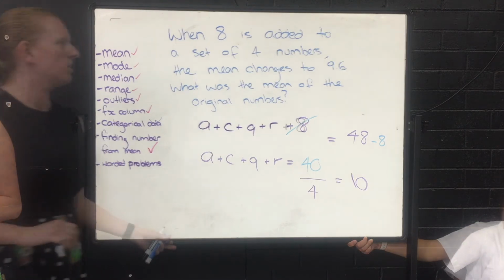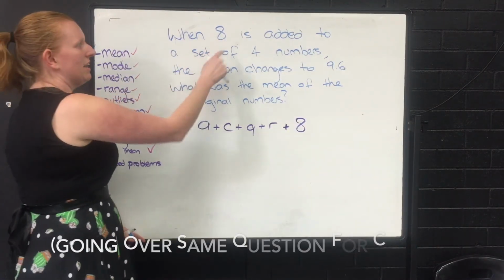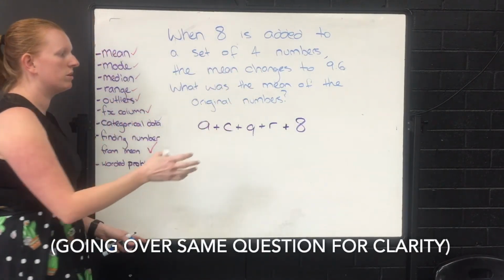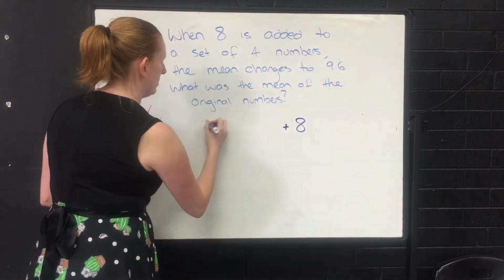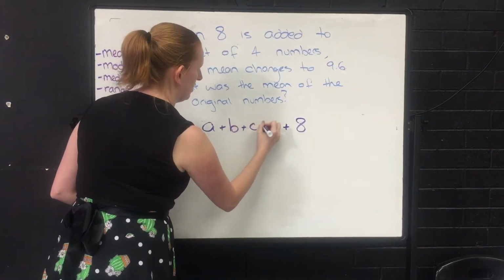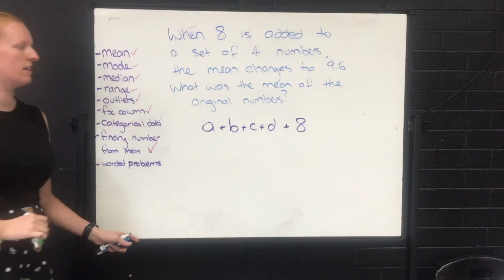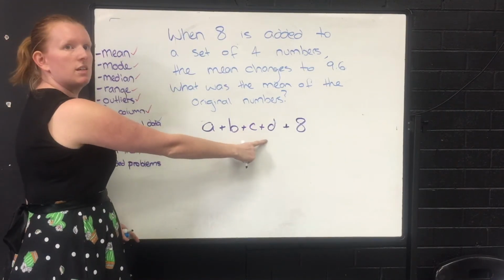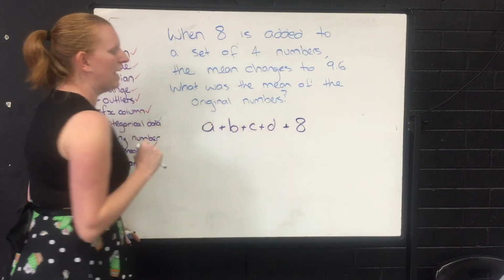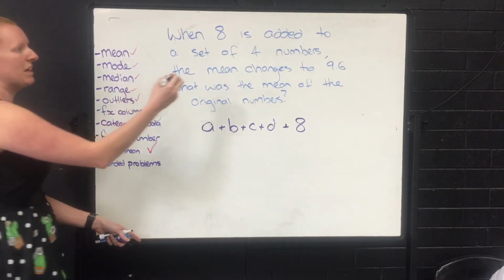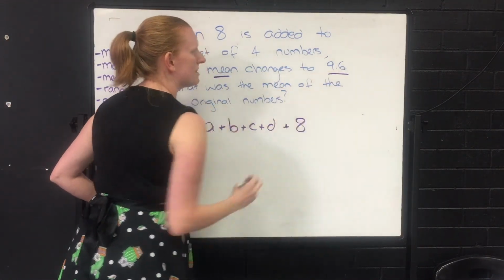Any questions? So when the number 8 is added to a set of 4 numbers, so I don't know what they are, so instead of these weird letters, let's call them A, B, C, D. That might make it easier to understand. So I've got 4 mystery numbers, I've just called them letters, and then they added 8. Then it tells me it has a mean of 9.6.